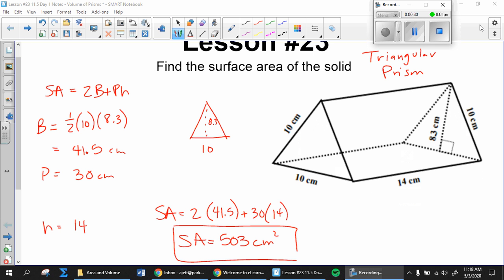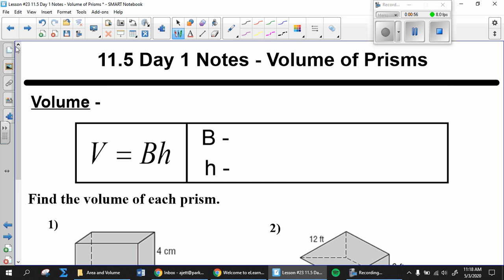All right, so when you found the surface area, remember capital B in 2B plus PH stands for area of the base, not just a number, not just the base, it's the area. P is our perimeter, H is the height or distance from base to base. Okay, all right, so now we're going to look at volume of prisms.